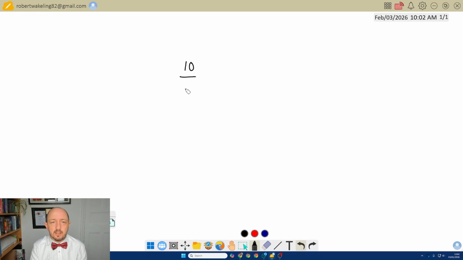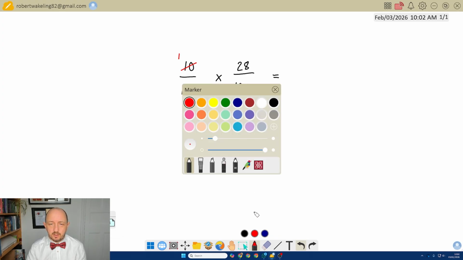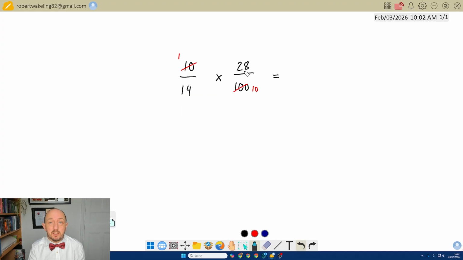Okay, 10 over 14 times 28 over 100. Okay, we can look up and down and we can look at the diagonals. So 10 and 100, 1 and 10, because 10 goes into both of those. And if we look at this diagonal, 14 goes into both of those, but we might not spot that, so let's just do 2. 2's into 14 goes 7, 2's into 28 go 14, and we can keep going, 7 and 14, so 7 goes into 7 once, and into 14 twice.